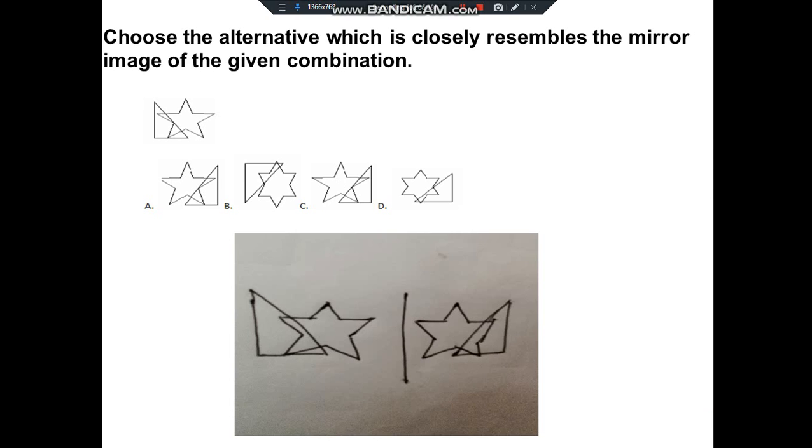The final question. See, a star with a triangle. The star remains the same even in your mirror image, and the triangle from left to right will be from right to left. So A, C and D can be chosen. From that, in A we have a different star and in D also we have a different star. Only C suits, so the answer is option C.